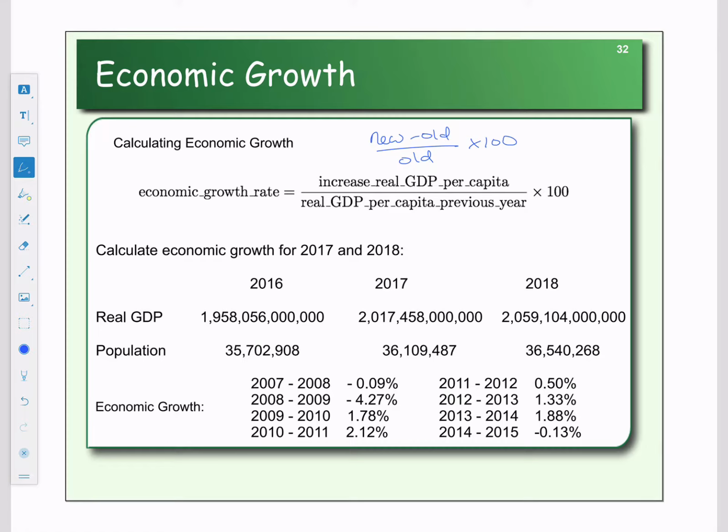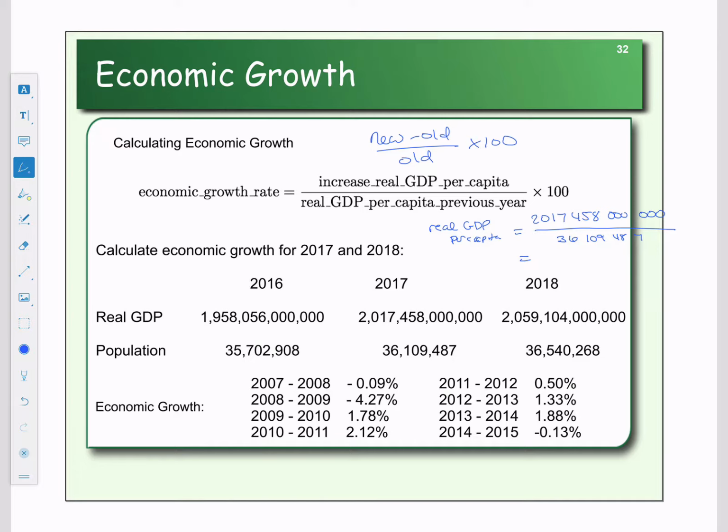For example, in 2017 the real GDP was $2 trillion, and the population of Canada was just over 36 million. So we can find real GDP per capita by taking that 2 trillion, 2,017,458 and 6 zeros, and dividing it by the population, 36,109,487. That will give us the real GDP per capita.